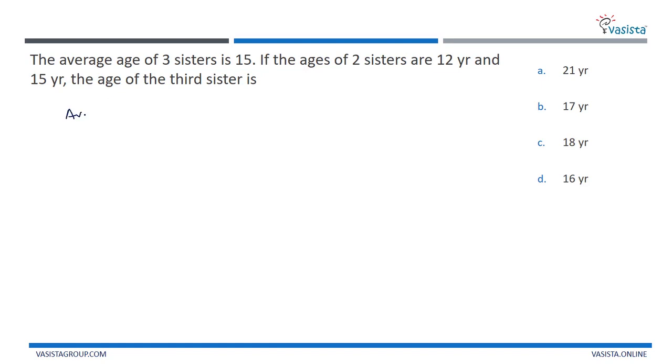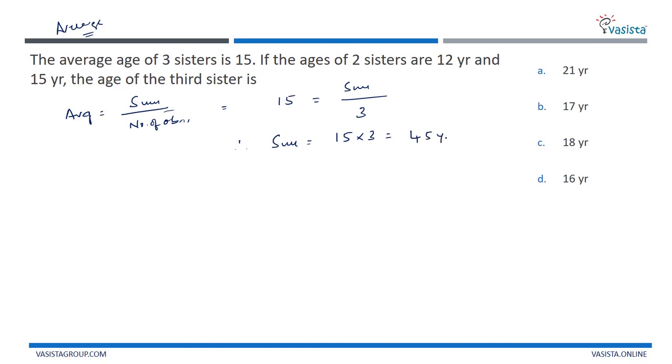This is the problem of average, right? It is a simple one. We know that average is equal to sum of observations divided by number of observations. Now they have given the average, that is for 3 sisters it is 15, which is nothing but sum of the ages divided by number of sisters. Number of sisters is 3, so the sum of the ages of 3 sisters is 15 into 3, which is going to be 45 years.